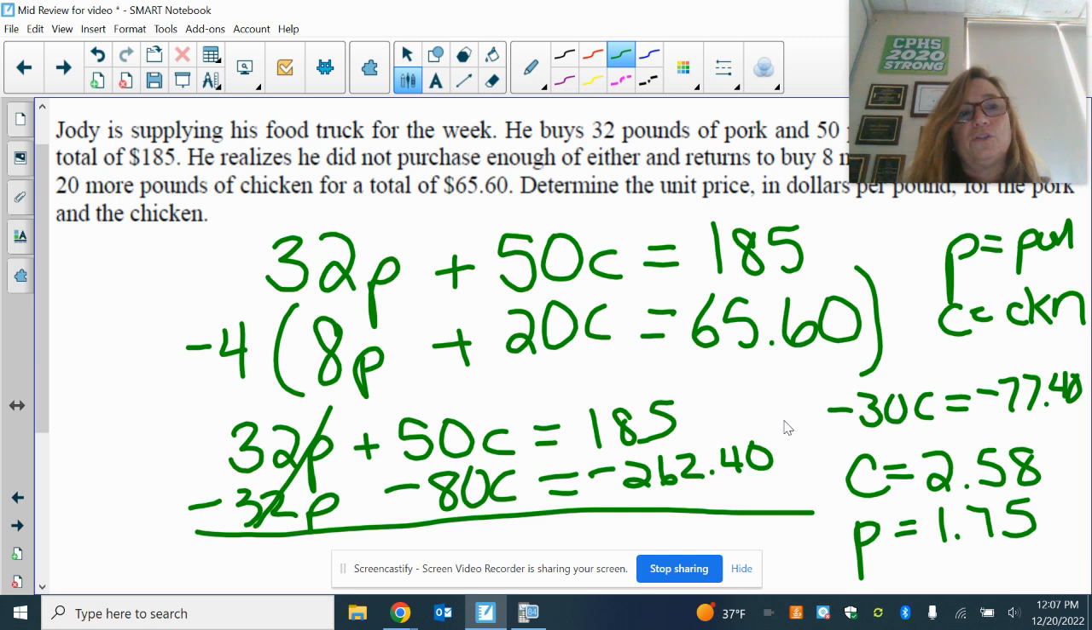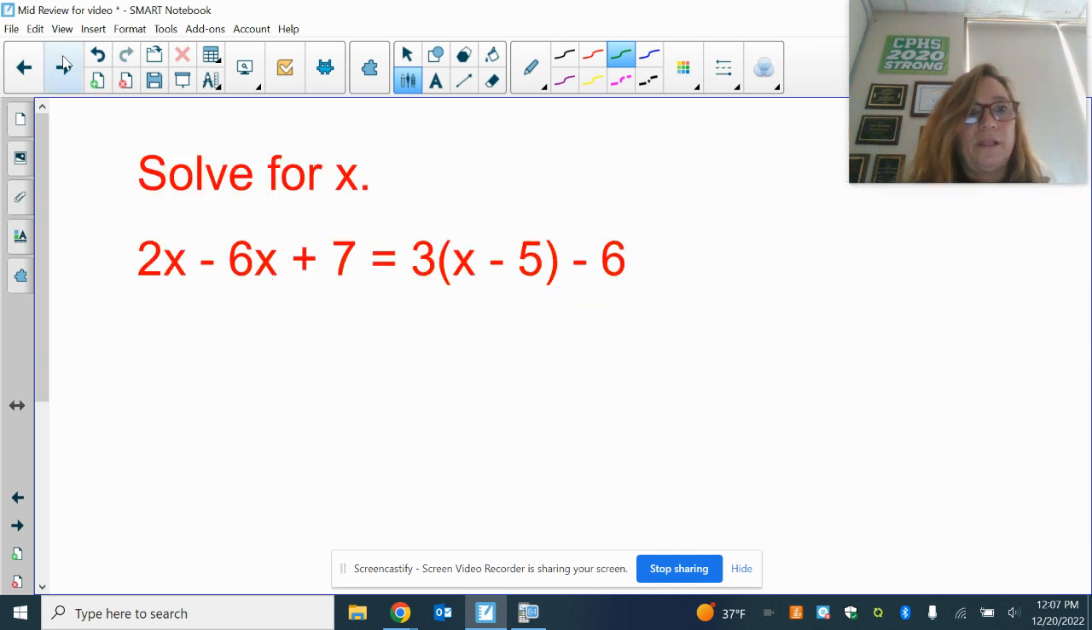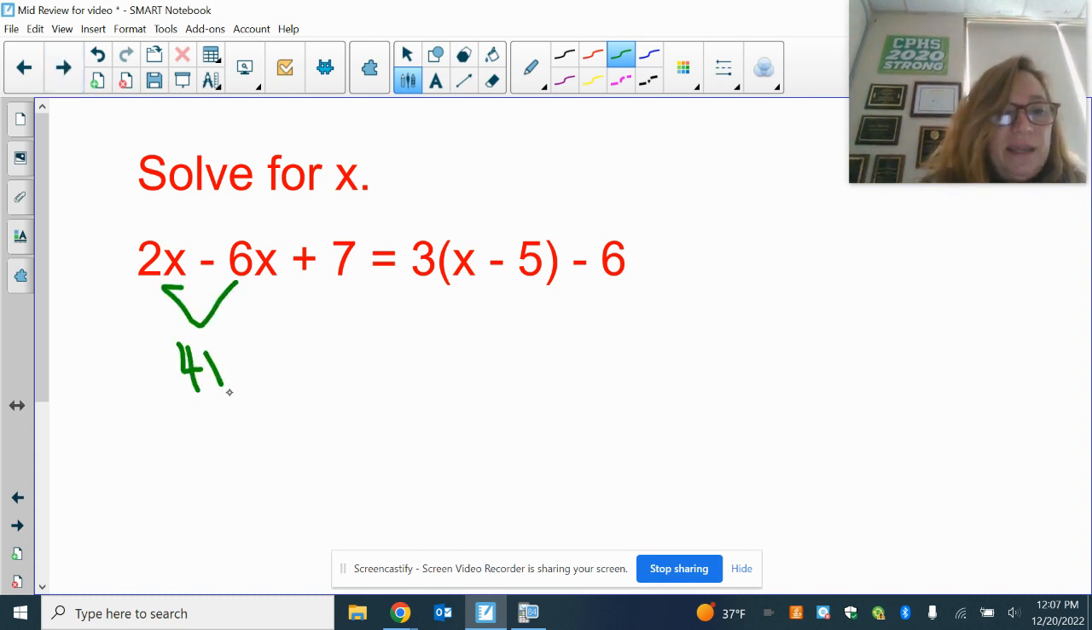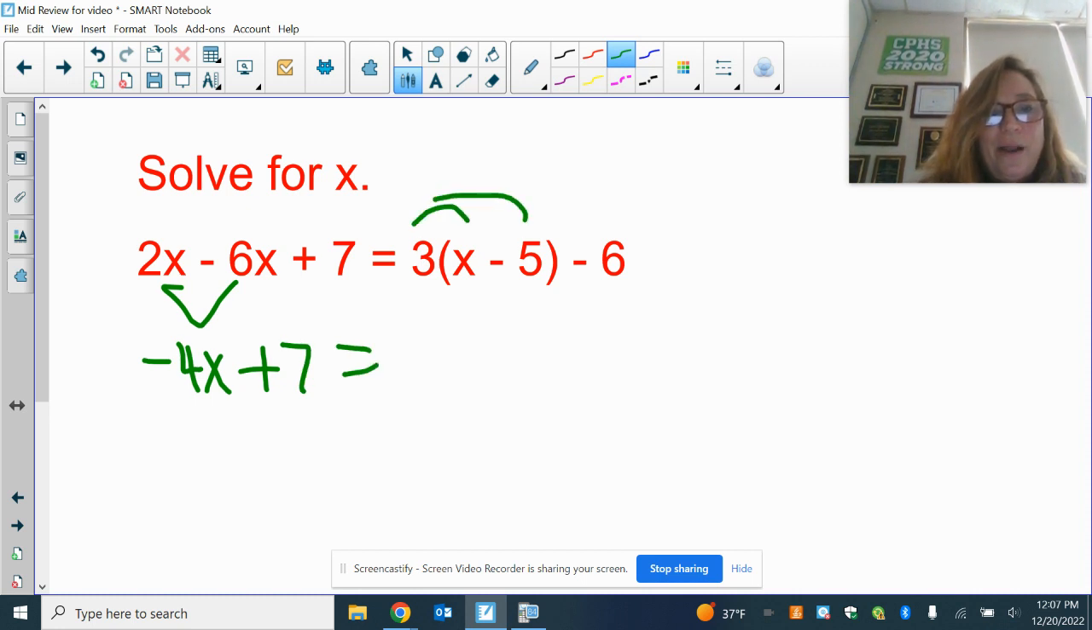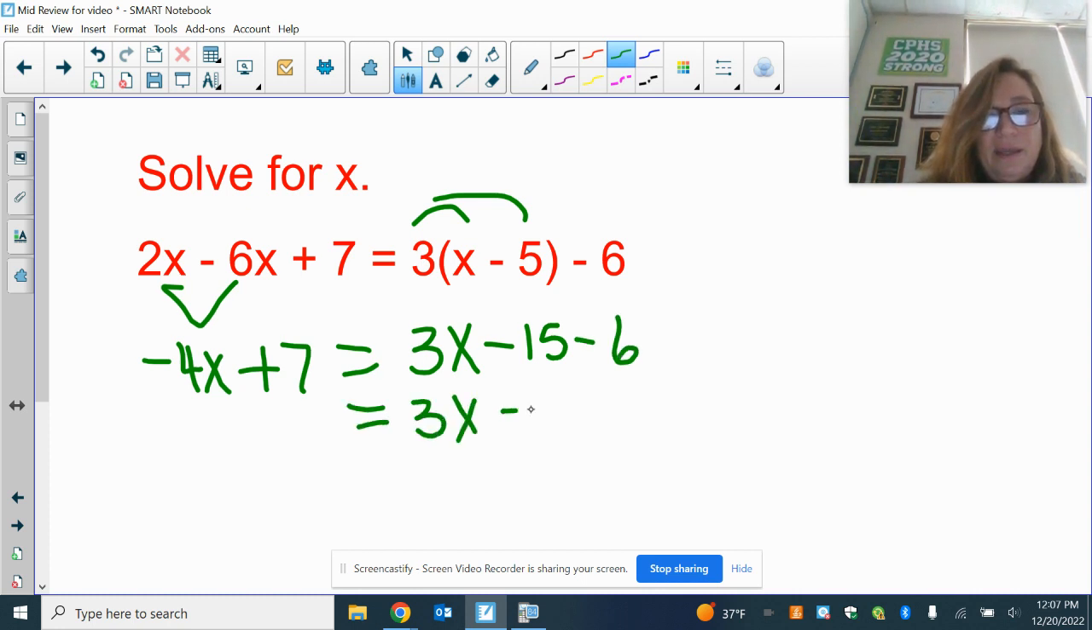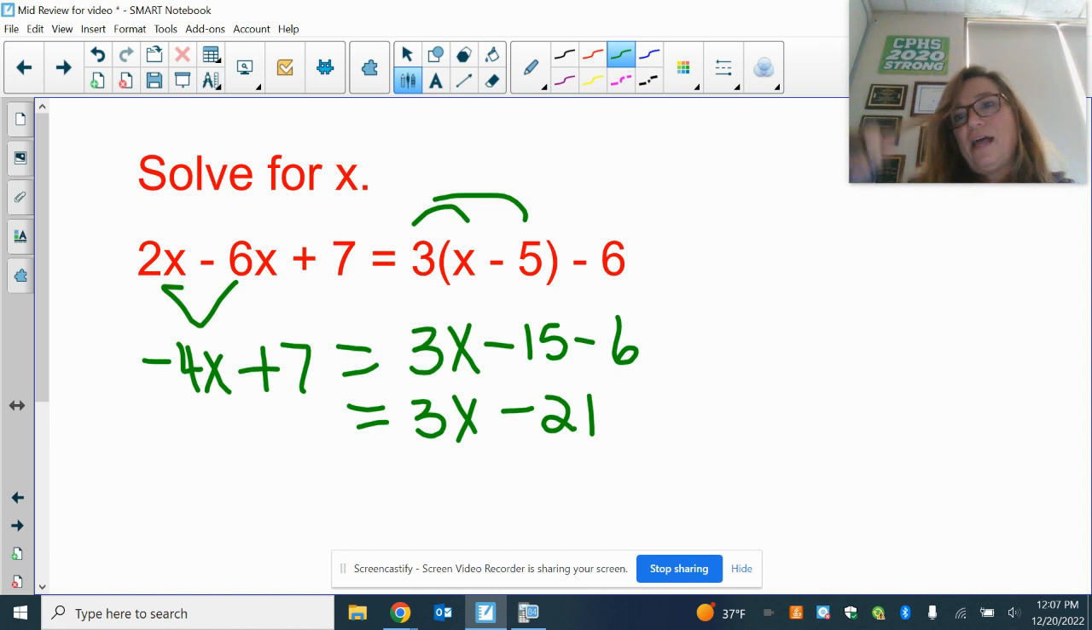That's just substitution. Cool. Solve for x. Yay. Okay, so I'm going to combine the like terms here. That's going to give me a -4x. A little bit of distributive property. And that is going to be a -21, because if you're down 15 and you're down 6 more, you're down 21.